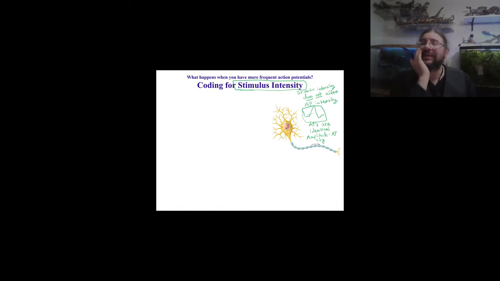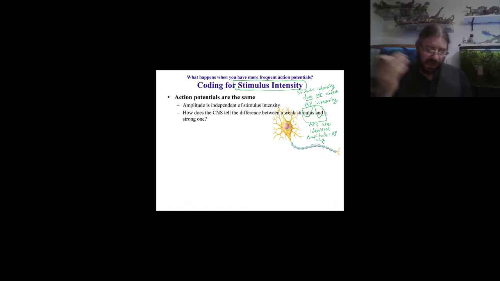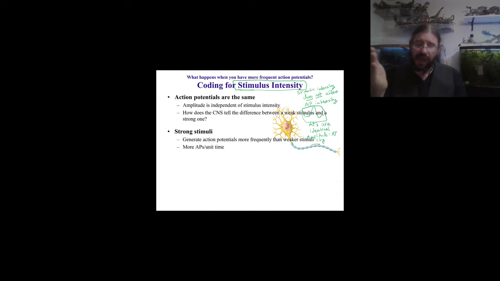So how do we tell the difference between a weak stimulus, like a very light brush on the cheek, and a strong stimulus, like a boot to the head? Well, a strong stimulus has a variety of ways. One of the basic ways is, how many action potentials over time does it generate, right? A strong stimulus will cause more action potentials per unit time than a weak stimulus.